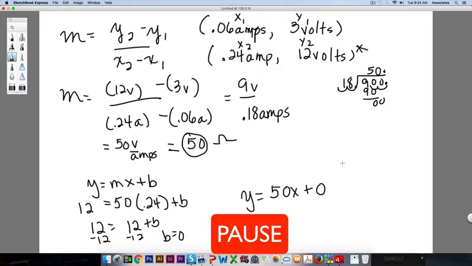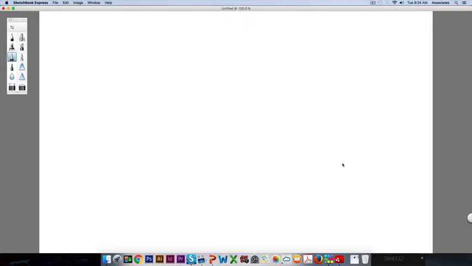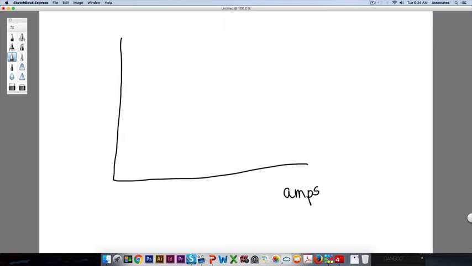All right, so what I need is another slate because it said to graph this. So I'm going to do a quick sketch of what this looks like as a graph. Remember, the x values are amps, the y values are volts. And because they're different values, you can have different scales. So I'm going to make this 0.06, 0.09, 0.12, 0.15, 0.18, 0.24. And going up, here's 3, here's 6, here's 9, and here's 12.